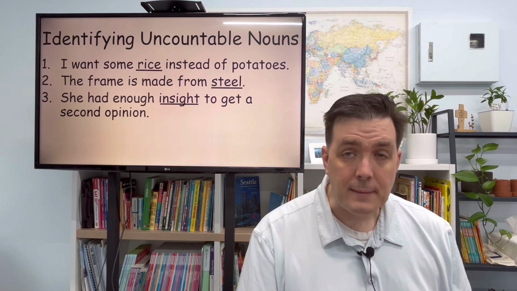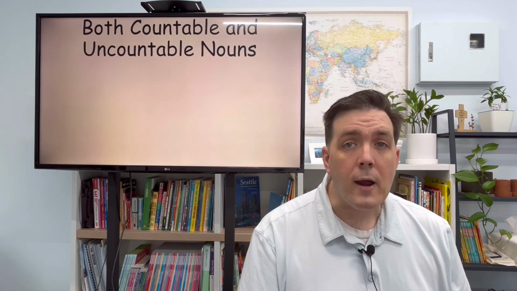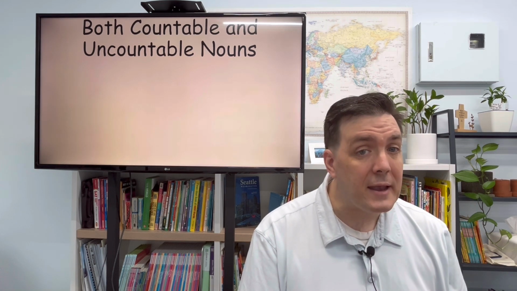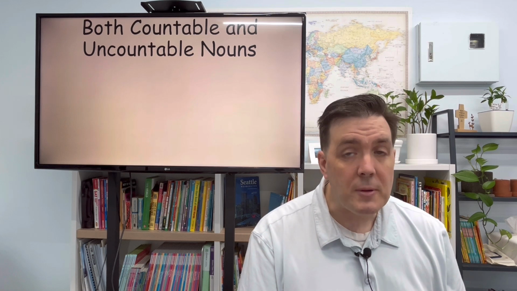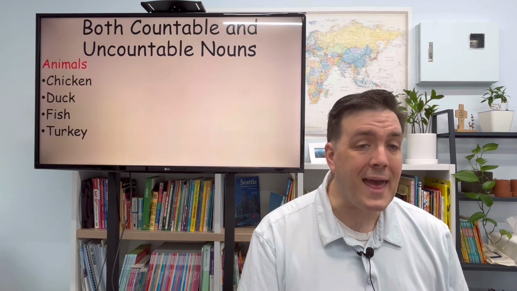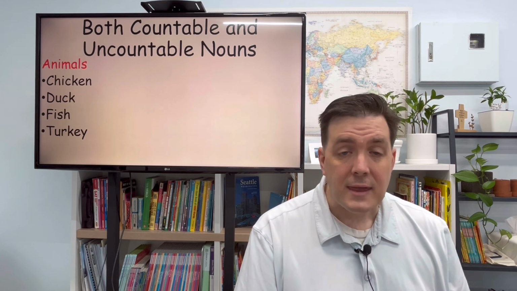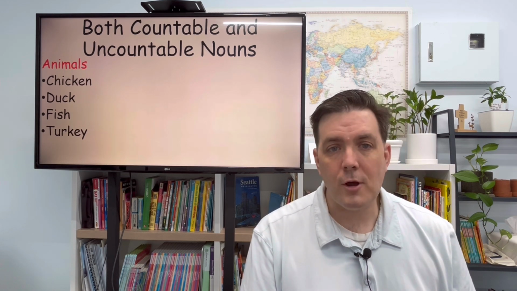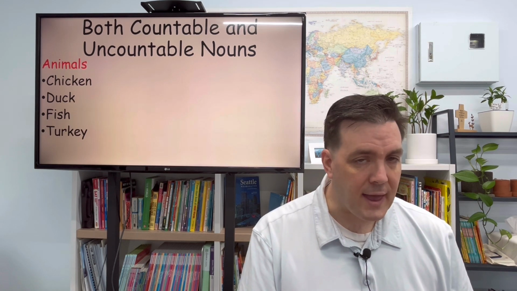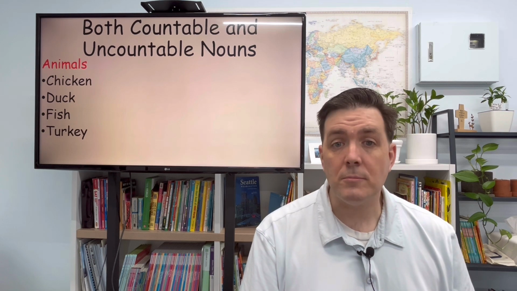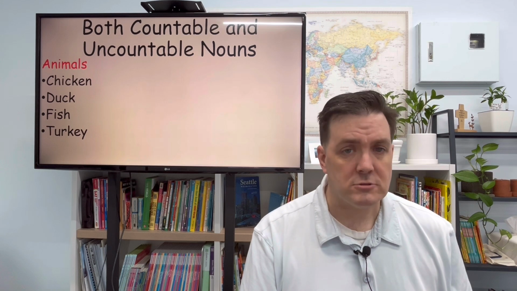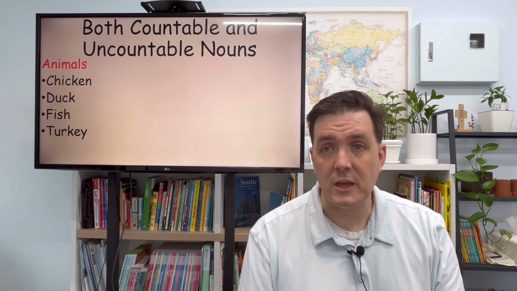Unfortunately, sometimes we also have examples where a noun can be both countable and uncountable depending on how you use it. So let me give you a few examples, again in 3 different categories. The first are animals. Chicken can be a countable noun. My brother has 2 chickens in his backyard. On the other hand, I ate some chicken for dinner. The animal chicken is countable. Certainly we can say 1, 2, 3 chickens.